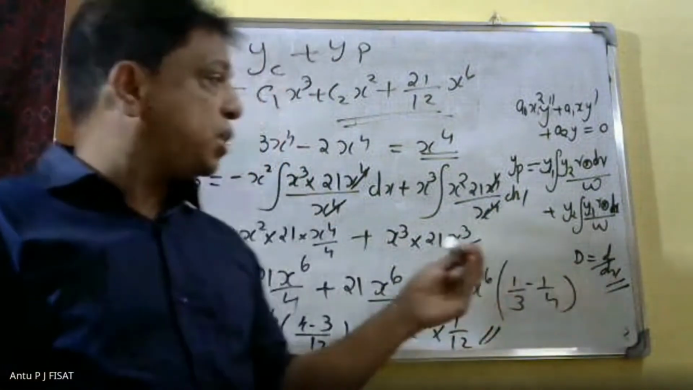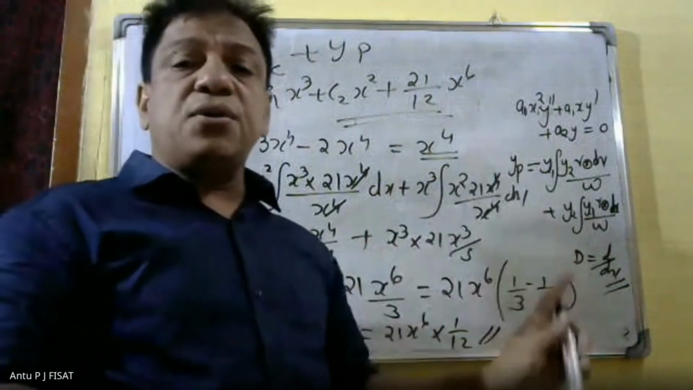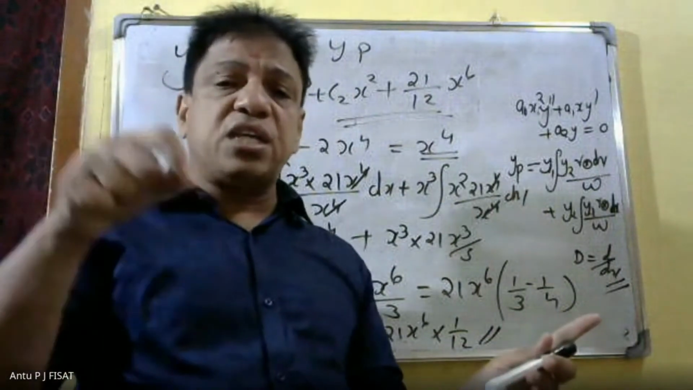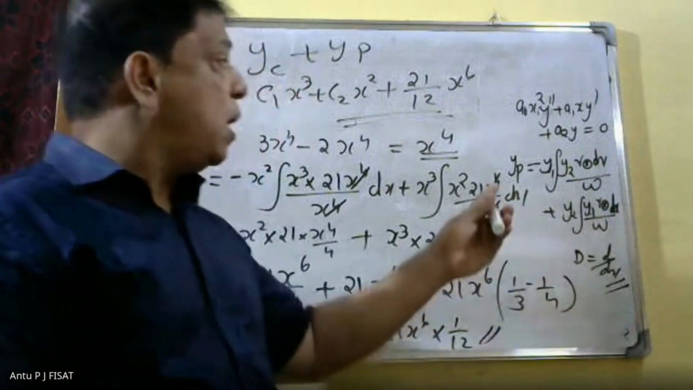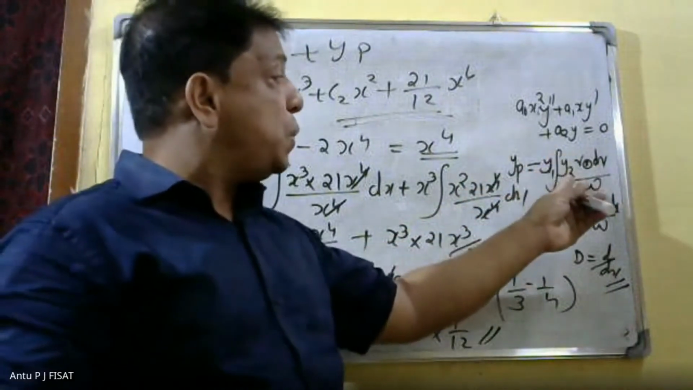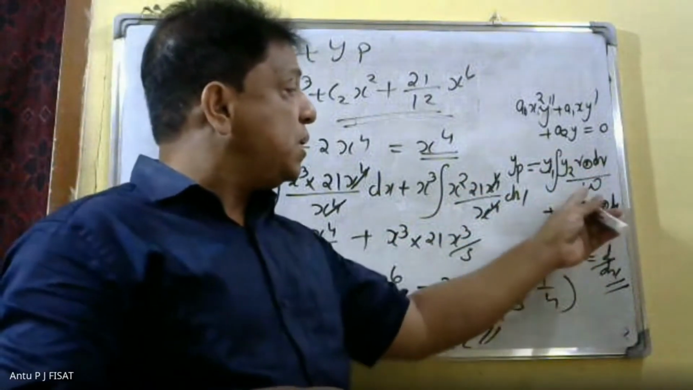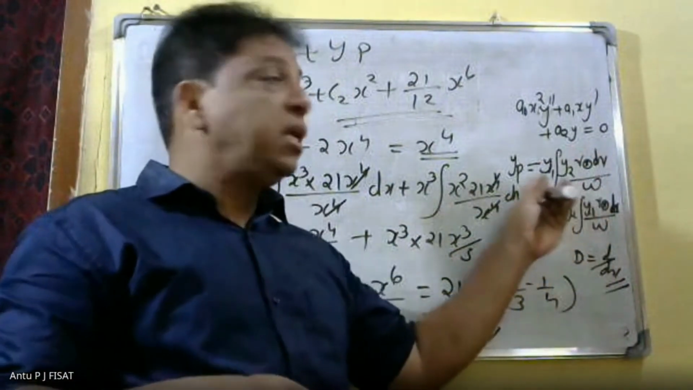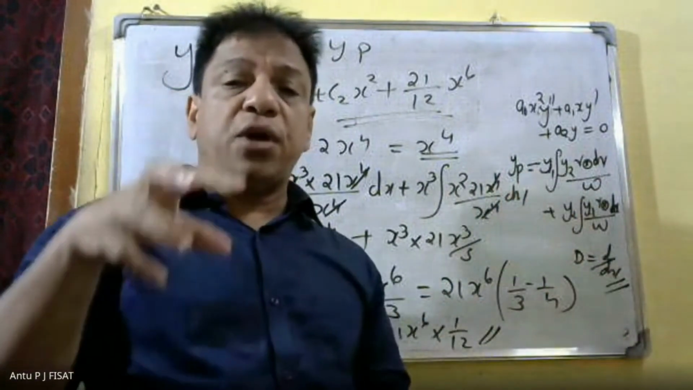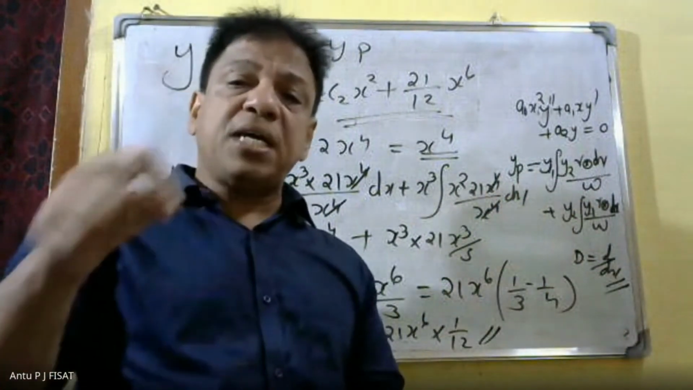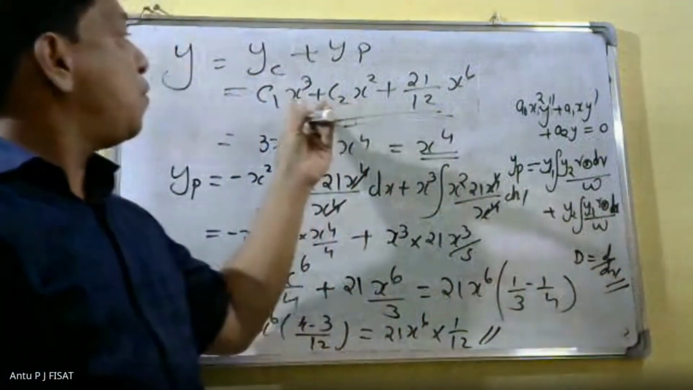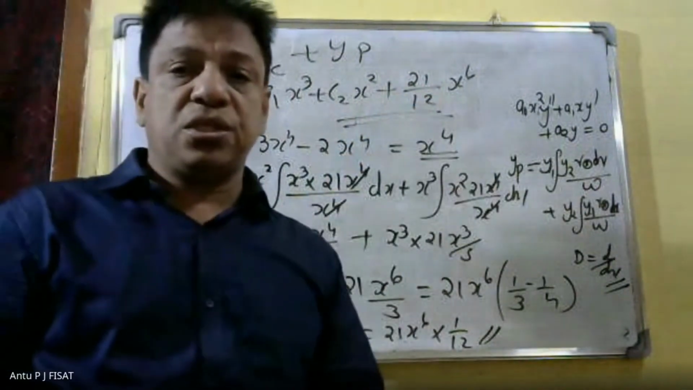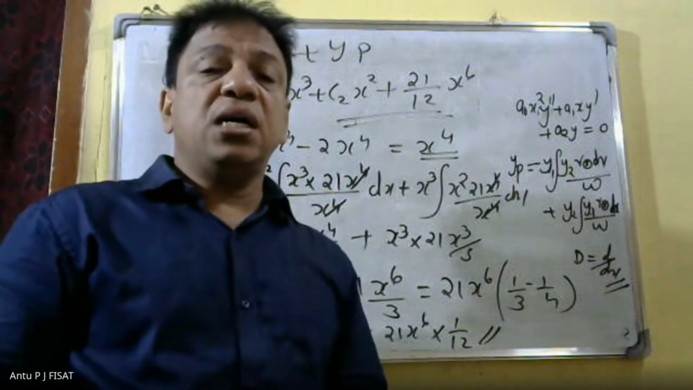Our complementary function. Then find out the Wronskian constant W by using the formula determinant y1, y2, y1 dash, y2 dash. Then using the formula y of p is equal to minus y1 integral of y2 r of x dx by W plus y2 integral of y1 r of x dx by W, we can easily find the y of p. The final solution will be y is equal to y of c plus y of p. Therefore, our final answer will be c1 x cube plus c2 x square plus 21 by 12 x raised to 6. This is the procedure for finding the general solution.